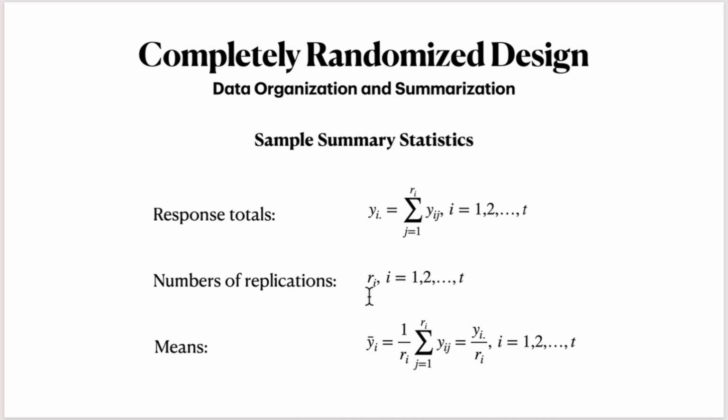Again, r sub i is the number of replications for the ith treatment group. Then we have the means associated with each of the samples, and we will denote the mean of the ith treatment group by y bar sub i. That is just the response total divided by the number of replications for that treatment group, so we can write it in either of these two ways. But notationally, we're going to denote it by y bar sub i.